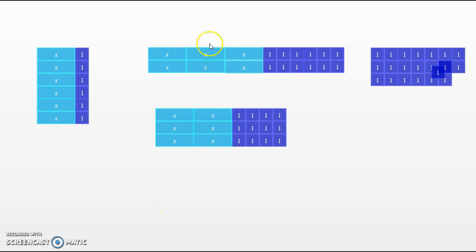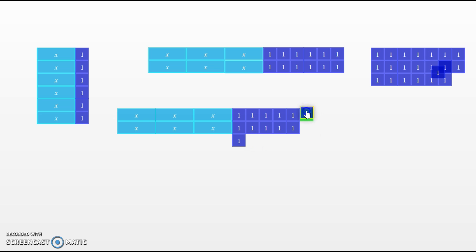But perhaps these might be related. Let's see if I can move some of these around to see if I can make it the same shape as the one above. If we can, then I know they are equivalent. And I see that I've got 2 copies, or 2 times the quantity of 3x plus 1, 2, 3, 4, 5, 6. So the middle and the right equations are equivalent to one another.